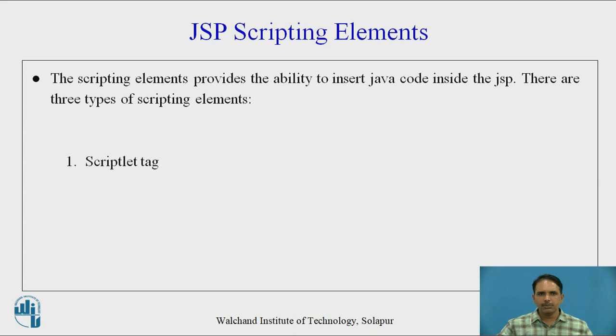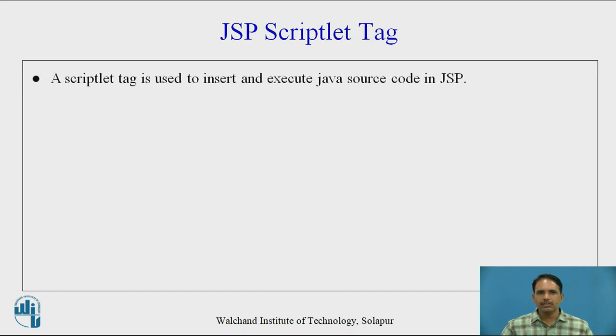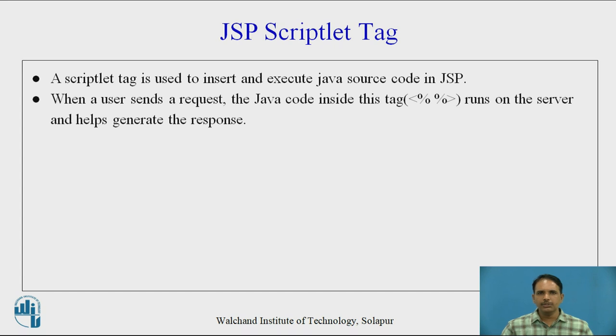So the scripting elements provide the ability to insert Java code inside JSP. So JSP makes our life easier in writing the web applications, but the most important thing is how we are going to insert Java code inside a JSP. So there are three types of scripting elements that we can use. The first one is scriptlet tag, second one is expression tag, and third one is declaration tag. So these three tags will help you to insert your Java source code into JSP.